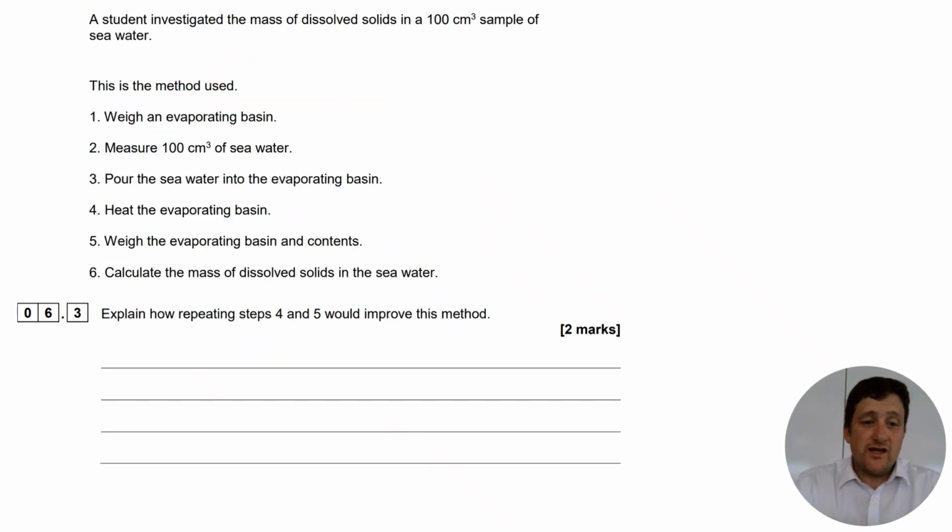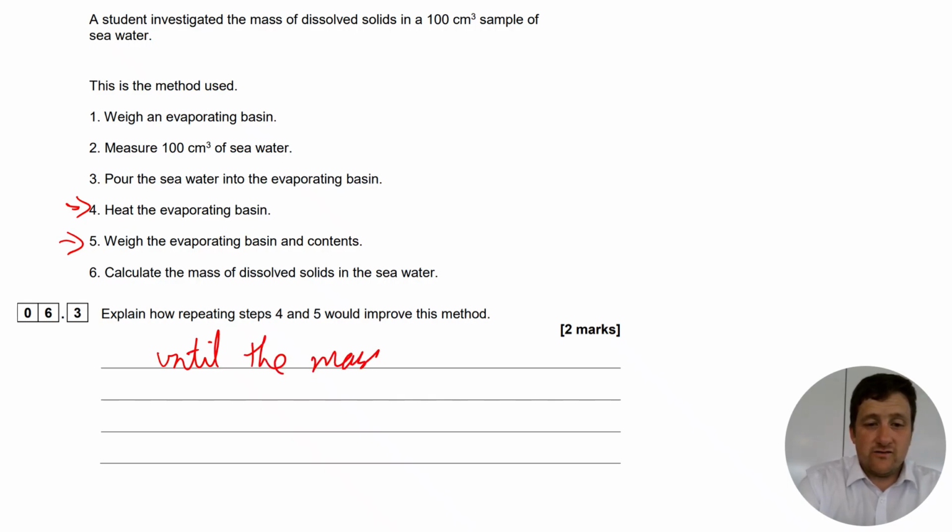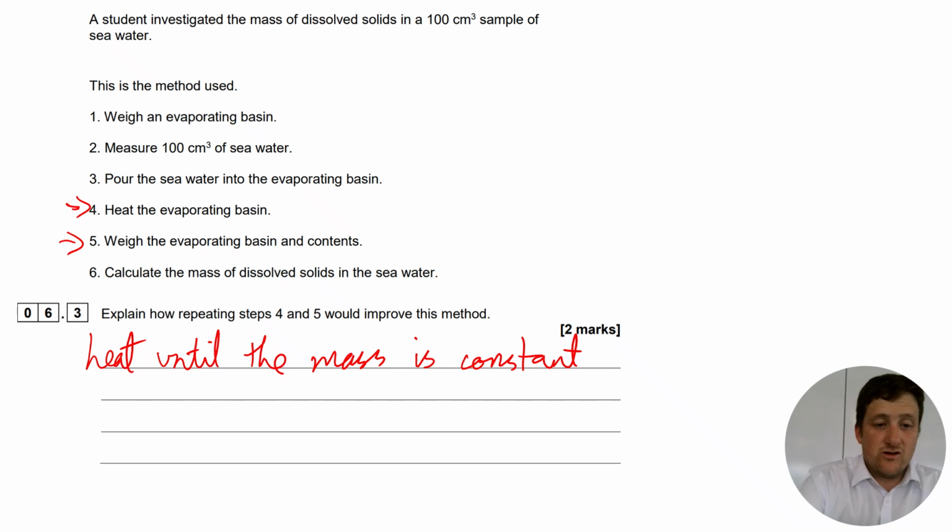Then we have 6.3, explain how repeating steps 4 and 5 would improve this method. Well, step 4 is heat the evaporating basin. Step 5 is weigh the evaporating basin and contents. So the whole point of this is we need to heat until the mass is constant. That tells us all the water is evaporated. So really, why is this important? Well, I need to put heat in it. Heat until the mass is constant. So this is our explain bit. All the water has evaporated.